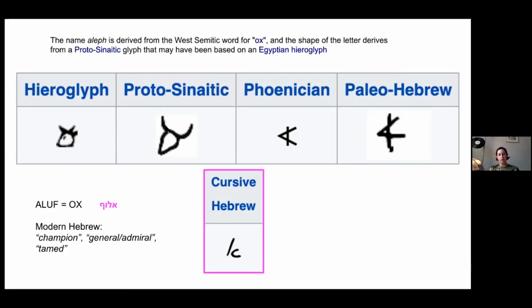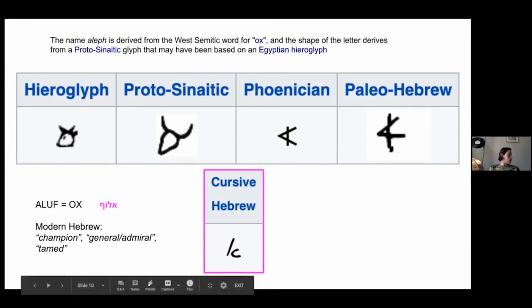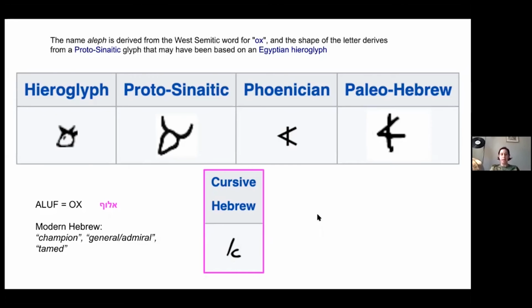That's enough. Yeah. And then the Canaanites were like, well, this is enough for us too. We're just going to do that. Wow. Okay. It evolved into the aleph that we know today. I see. And this is the cursive, modern Hebrew cursive aleph. Looks more like the original than the print. That's for sure. So that is pretty much the evolution of how the Hebrew alphabet came to be.